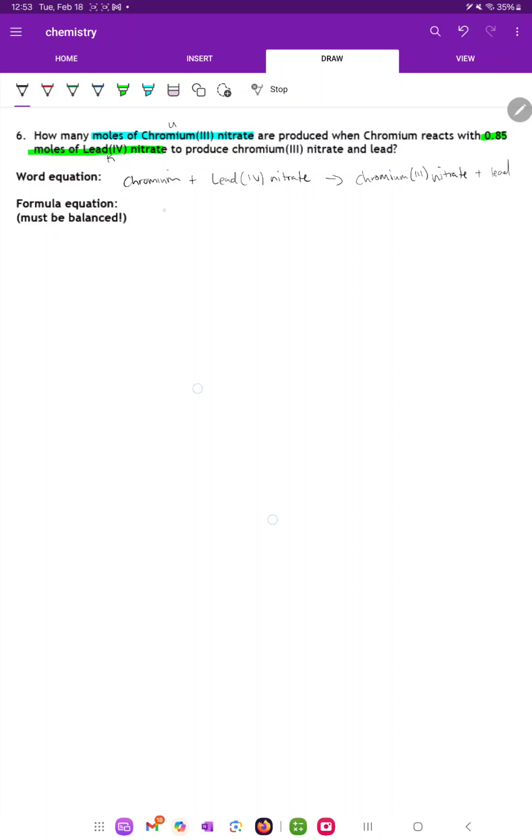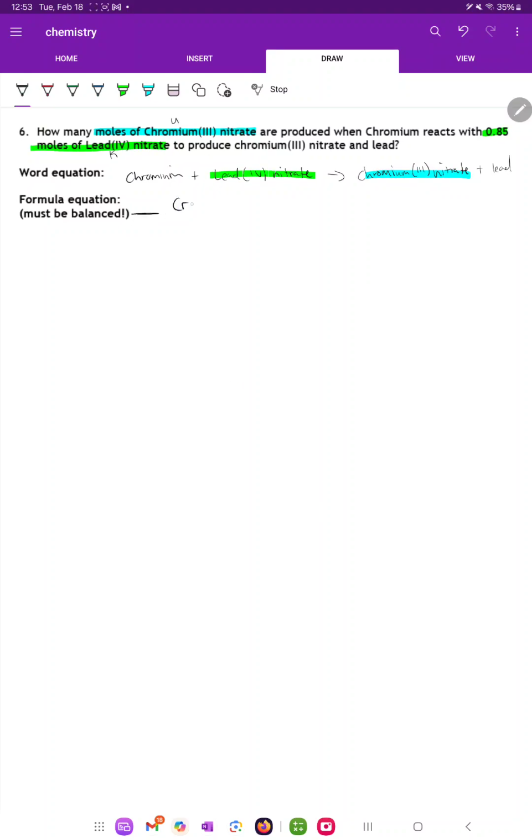So let's write that out in actual numbers and letters. Let me highlight these real quick. Lead 4 nitrate is my known, so I'm going to highlight that. My unknown in this case is chromium 3 nitrate. So let's write this thing out. First up, I've got my chromium, just Cr, plus lead 4, so it's Pb with a plus 4, and then nitrate, NO3 with a -1 charge. The -1 bounces down, which means this is going to have a 4 there.